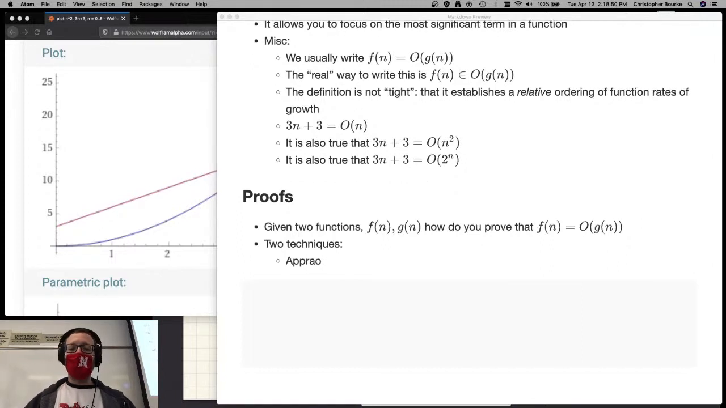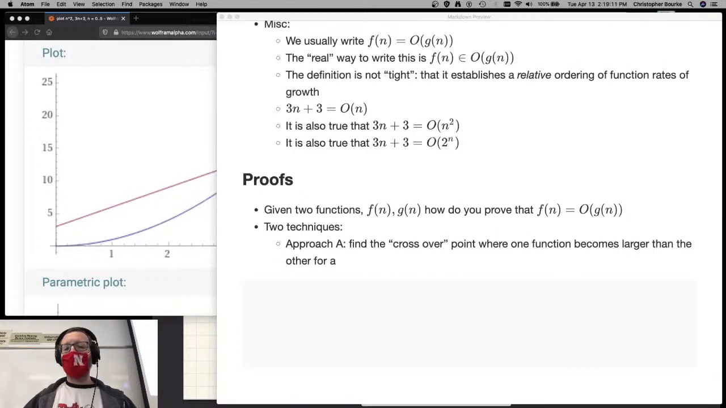Approach A is the less useful approach in my opinion, so we'll do it first and see why it's less useful. You find the crossover point, where one function becomes larger than the other for all values greater than the crossover point. Right? Essentially, what this means algebraically is that you fix C to be 1 and find n naught.